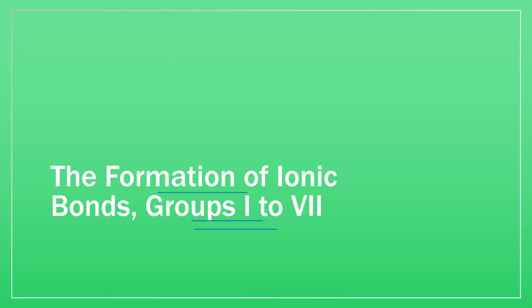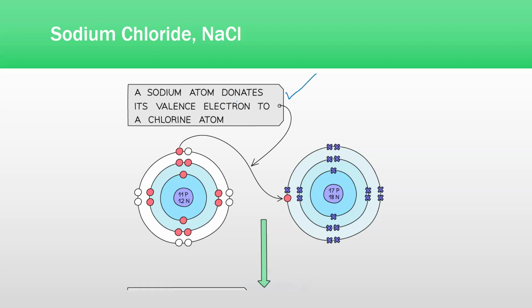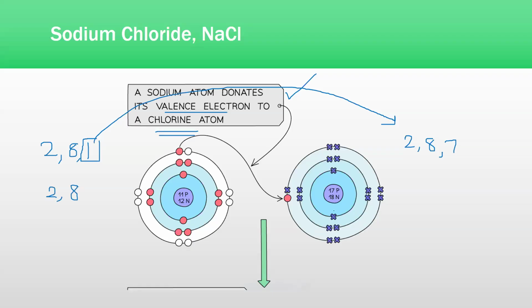So how does this formation of ionic bond take place from group 1 to 7? A sodium atom donates its valence electron to a chlorine atom. What happened? Sodium was 2,8,1. Chlorine was 2,8,7. Sodium decided to lose this electron and donate it to chlorine. Now sodium is 2,8 and chlorine is 2,8,8. Got it? Now sodium is a positive ion, chlorine is a negative ion.